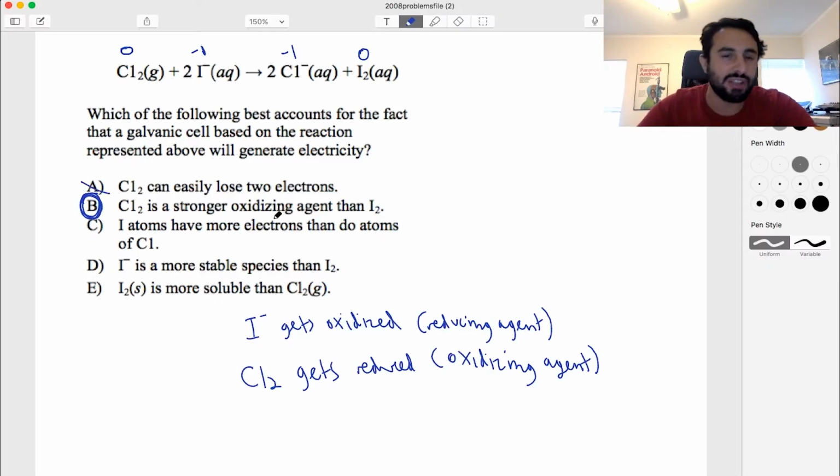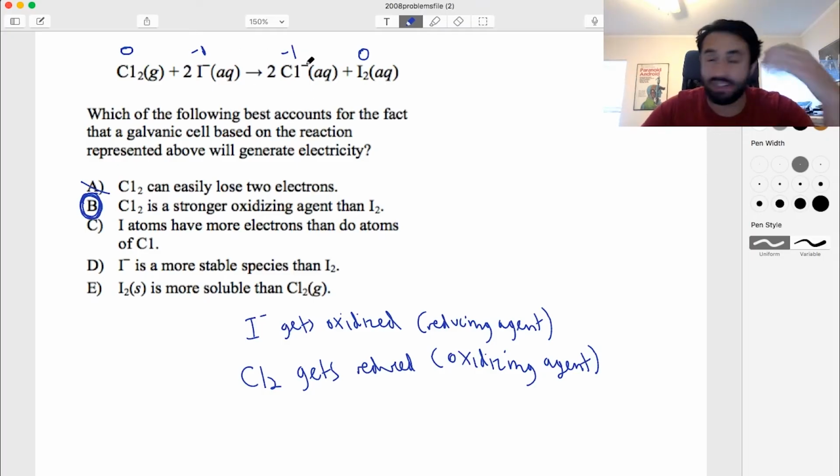And the rest of these, iodine atoms have more electrons than chlorine atoms. Well, yes, they do, but that doesn't really have anything to do with this. We're talking about electron transfer and which one will more readily transfer electrons. Iodide is a more stable species than I2? Not really. Solubility, we're not looking at solubility. We're looking at electron transfer. We're looking at reduction potentials and which direction is more favorable.